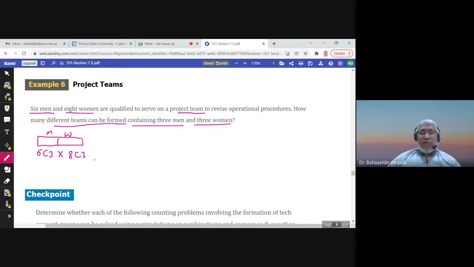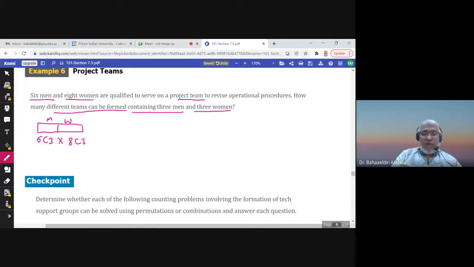If you need more information about the fundamental counting principle, see the first part of section 7.5.